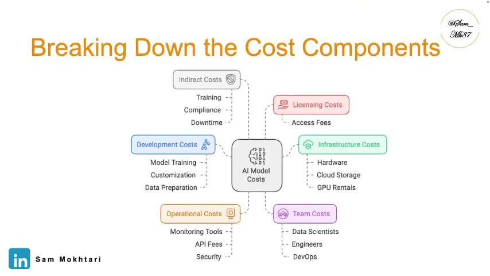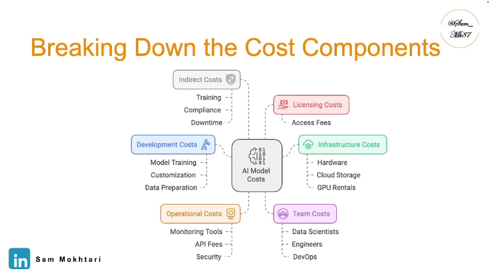Fourth, licensing costs. If you are using commercial models like certain versions of GPT, you need to pay for access to those systems. The fifth component is team cost. AI development requires skilled professionals like data scientists, ML engineers, and DevOps specialists. Salaries for these roles can be significant. So think of this figure annually for top talent.